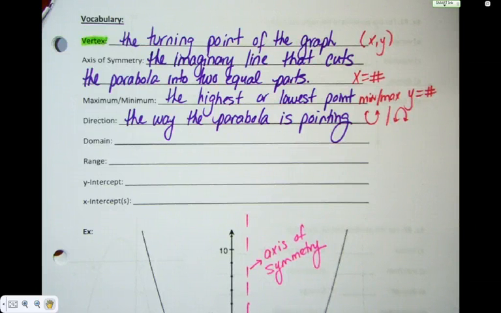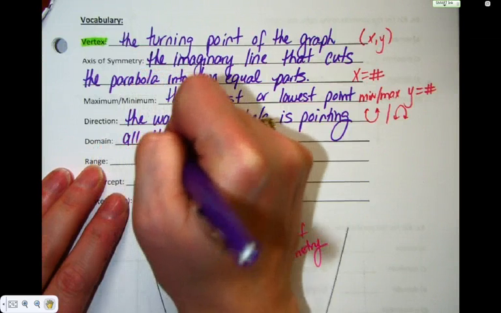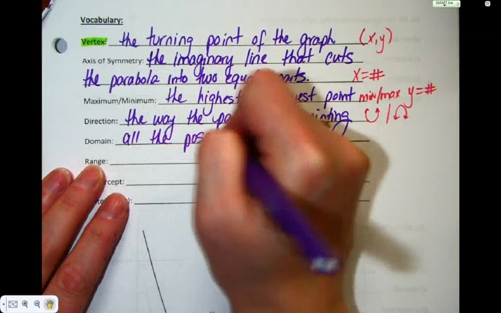There you go. And domain and range are nothing new. You did them with lines. Domain and range are going to come back for the rest of your lives forever and ever. They're going nowhere. What is the domain of any kind of graph, whether it's a line, a parabola, something funky you haven't seen yet? All the possible x values.